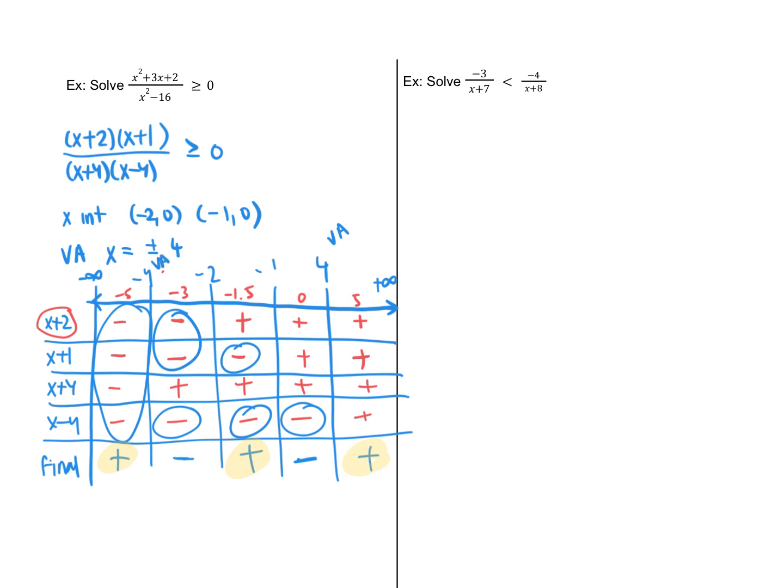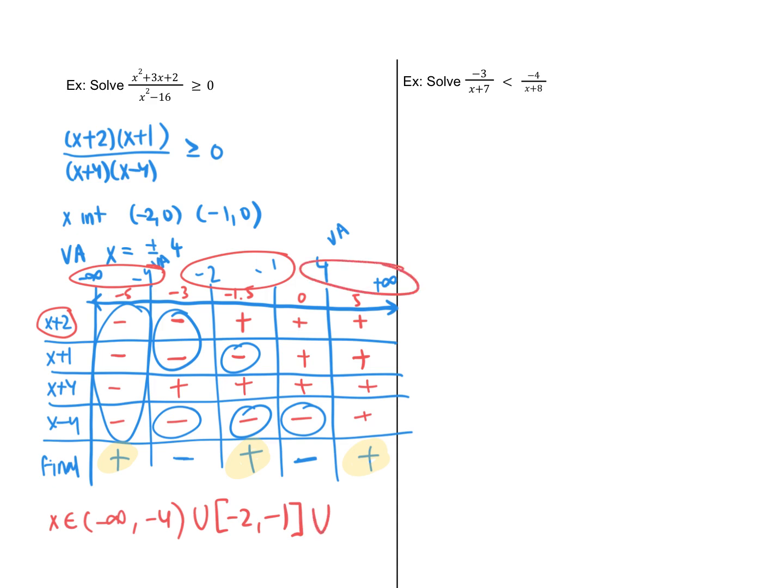So in terms of the positive interval, we want to be between -infinity and -4. I don't want to be equal to -4 because that's a vertical asymptote, so no thank you. Another positive interval between -2 and -1, those are zeros. I can be equal to them, and if I'm equal to them, then I'll be equal to 0, which is what the question is asking me for. And finally, we want to be between 4 and infinity. 4 is an asymptote, so I'm not going to put my square bracket there. And that's it.